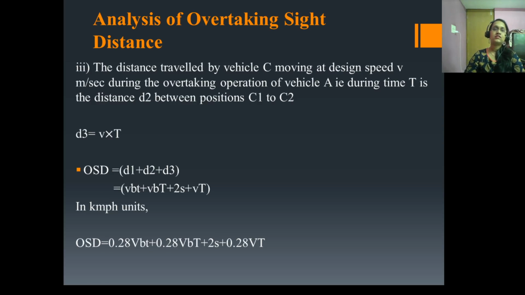So next, the distance traveled by the vehicle C moving at a design speed v meter per second during the overtaking operation of vehicle A, that is during the time t, is a distance d3 between the position C1 and C2. So d3 will be v into t. So your OSD will be d1 plus d2 plus d3. Substitute the value of d1, d2, d3, which is VBt plus VBT plus 2s plus vt. So your OSD, with speeds in kmph, is given as 0.28 VBt plus 0.28 VB T plus 2s plus 0.28 vt.